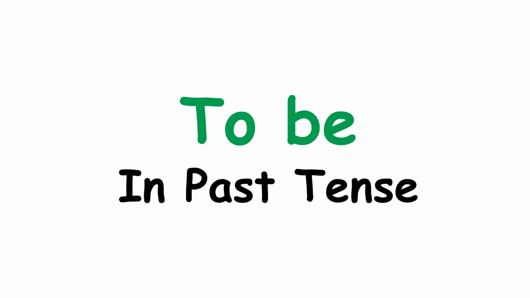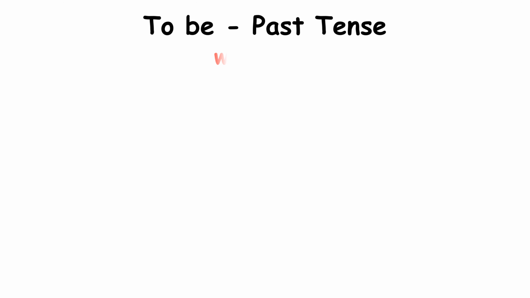In this video, we'll learn about to be in the past tense. In the past tense, to be has two forms. They are was and were. On this slide, we'll see how we use different forms of to be in the past tense per subject. Now, let's start with the pronouns first.